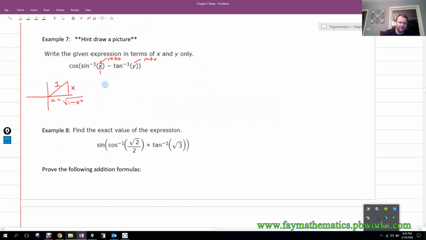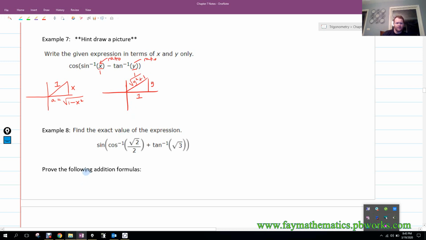The next thing I want to do is do the same thing for y. So now that's y over 1, so that's opposite over adjacent, and that's 1. Then this distance here would be the square root of y squared plus 1.